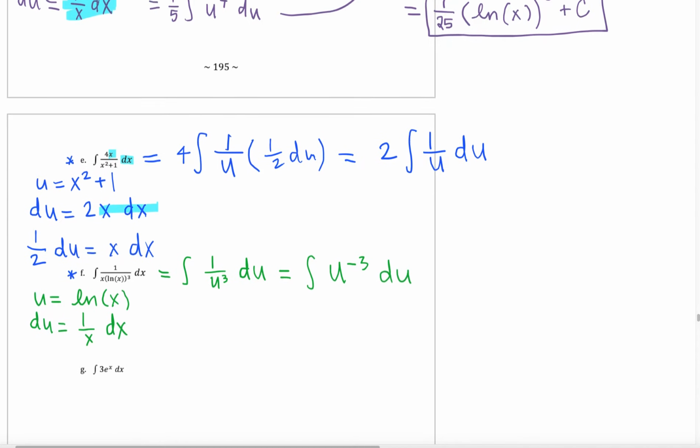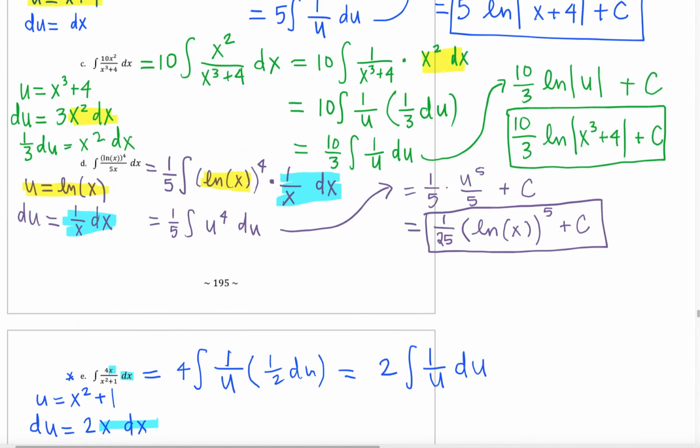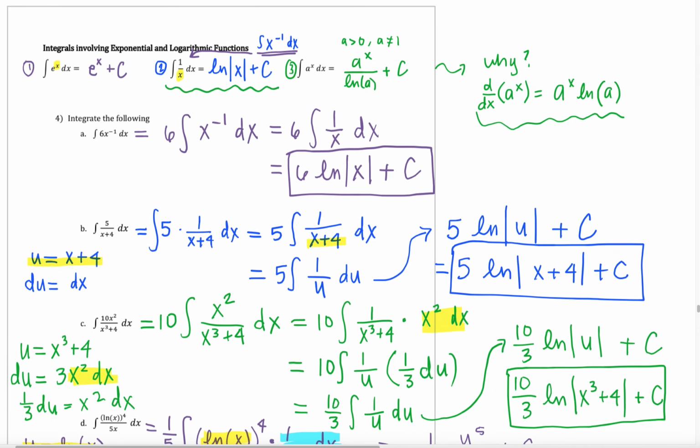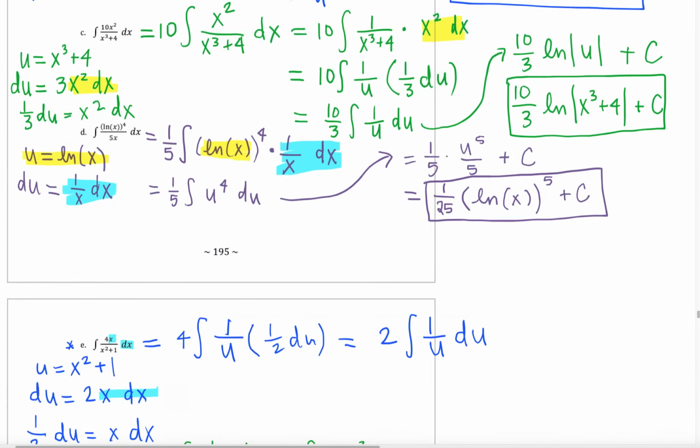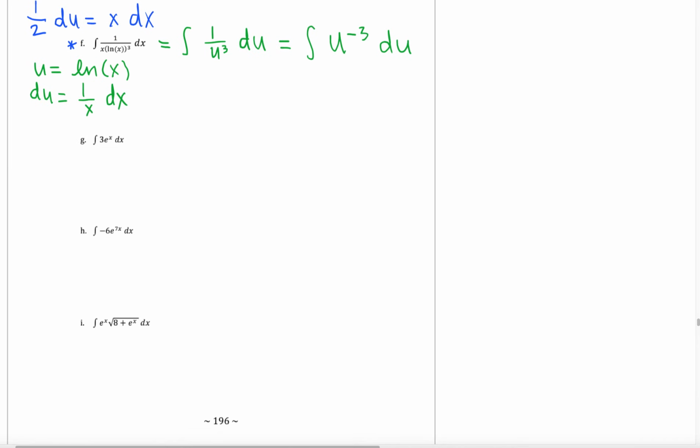Okay, now we're going to turn our attention to some exponential integrals. So going way back up to the top here, this was actually the first integral on the page, which says that the integral of e to the x is equal to e to the x plus c. It was the nicest derivative to take, and it's going to be the nicest integral to compute as well. So let's look at a couple of these examples.